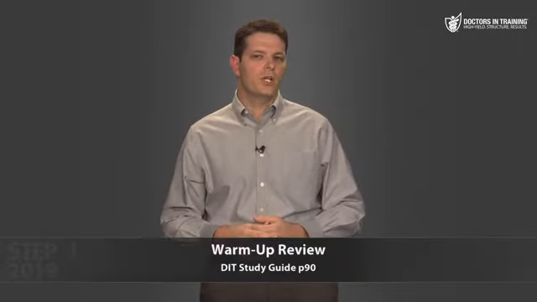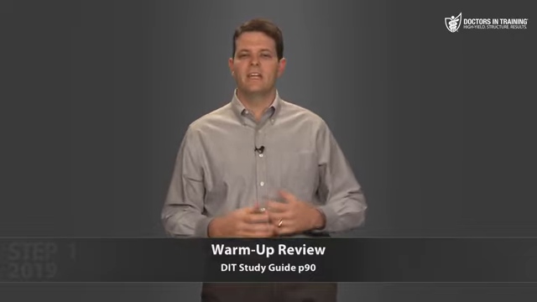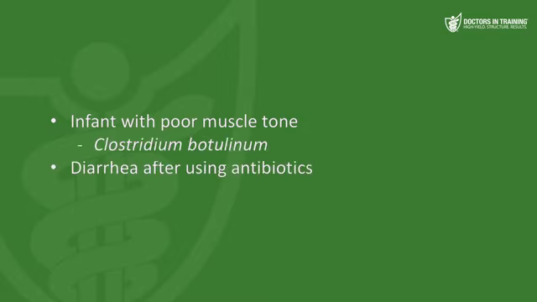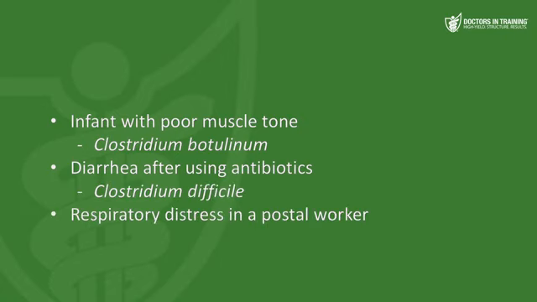Let's go over the 3-question warm-up for Neuro 19. First question, which gram-positive organism matches each of the following statements? So an infant with poor muscle tone, that's going to be Clostridium botulinum, and botulinum toxin. Diarrhea after using antibiotics, think about Clostridium difficile.